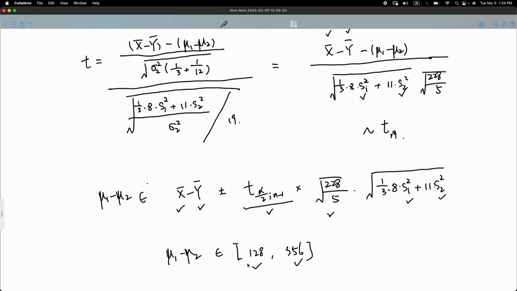So if you have data, you can plug in and calculate an explicit number, and then you can tell people that the confidence interval for mu1 minus mu2 is between these two numbers. If you don't do this long division, then you cannot come up with particular numbers. So then that's not the confidence interval.